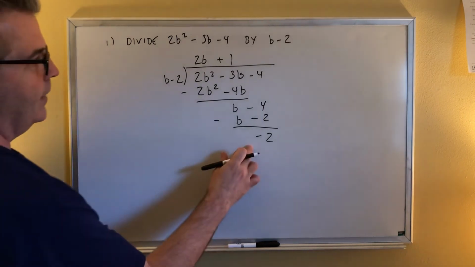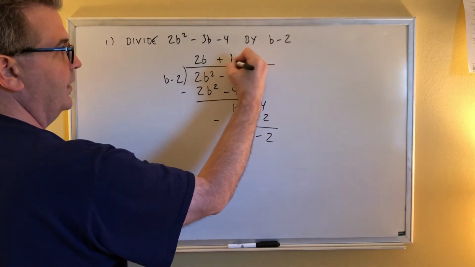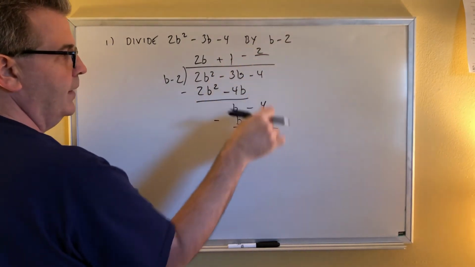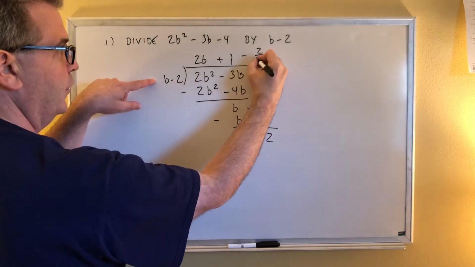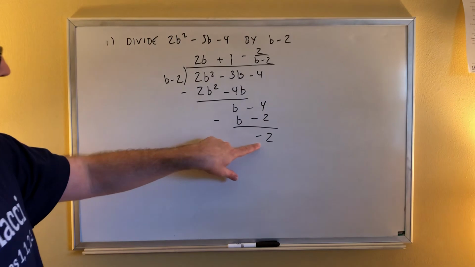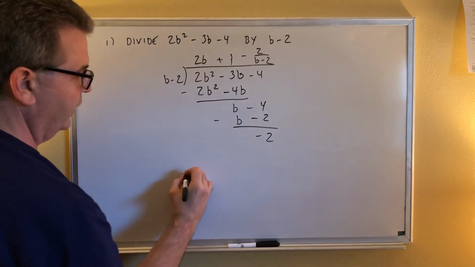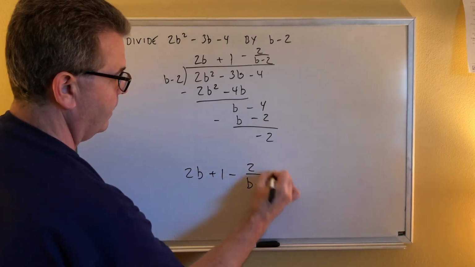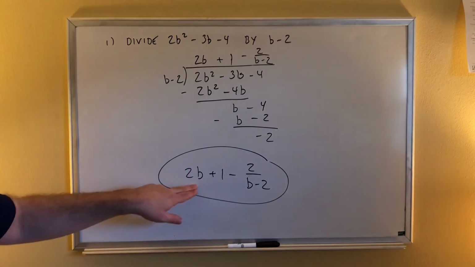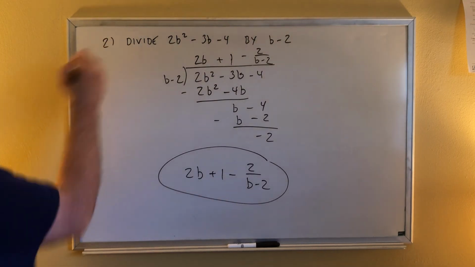Okay, so what do I do with this part down here? This is my remainder. So I'm going to write that up at top, negative 2, but this becomes a numerator, okay? My denominator is this one right over here. So I get negative 2 over b minus 2. That's my remainder. So my answer to number 2 will be 2b plus 1 minus 2 over b minus 2. Okay. I'm sorry, forgot to change. That was for number 2.